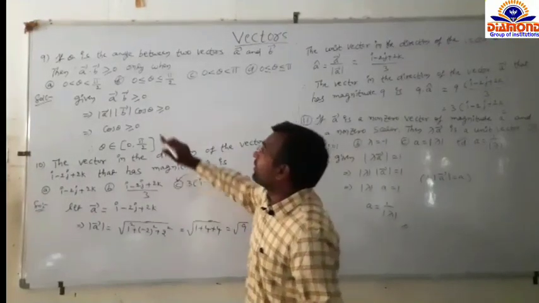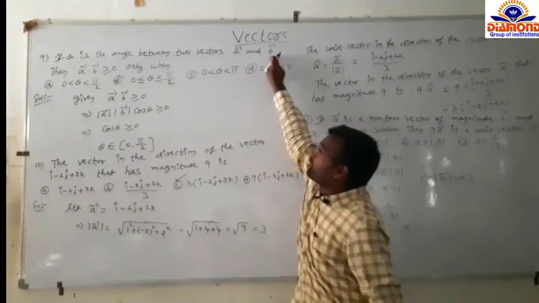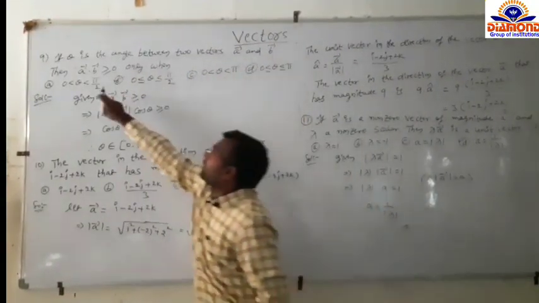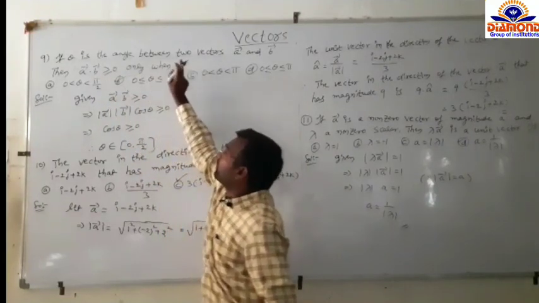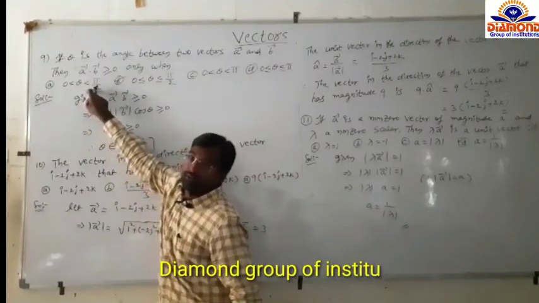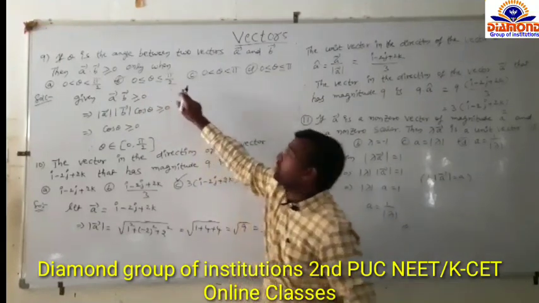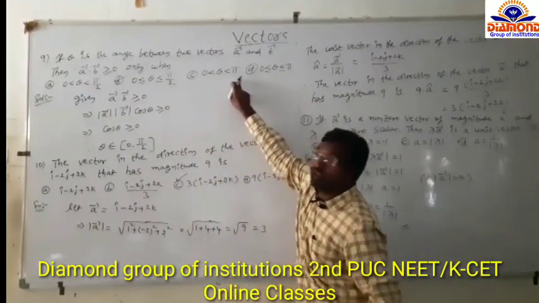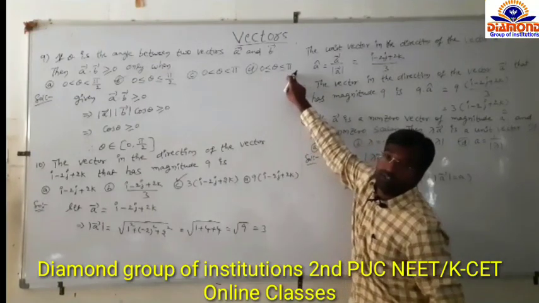Next question. If theta is the angle between two vectors A bar and B bar, then A bar dot B bar is greater than or equal to 0 only when, first option, 0 is less than theta less than pi by 2. Second option, 0 less than or equal to theta less than or equal to pi by 2. Third option, 0 less than theta less than pi. Fourth option, 0 less than or equal to theta less than or equal to pi.